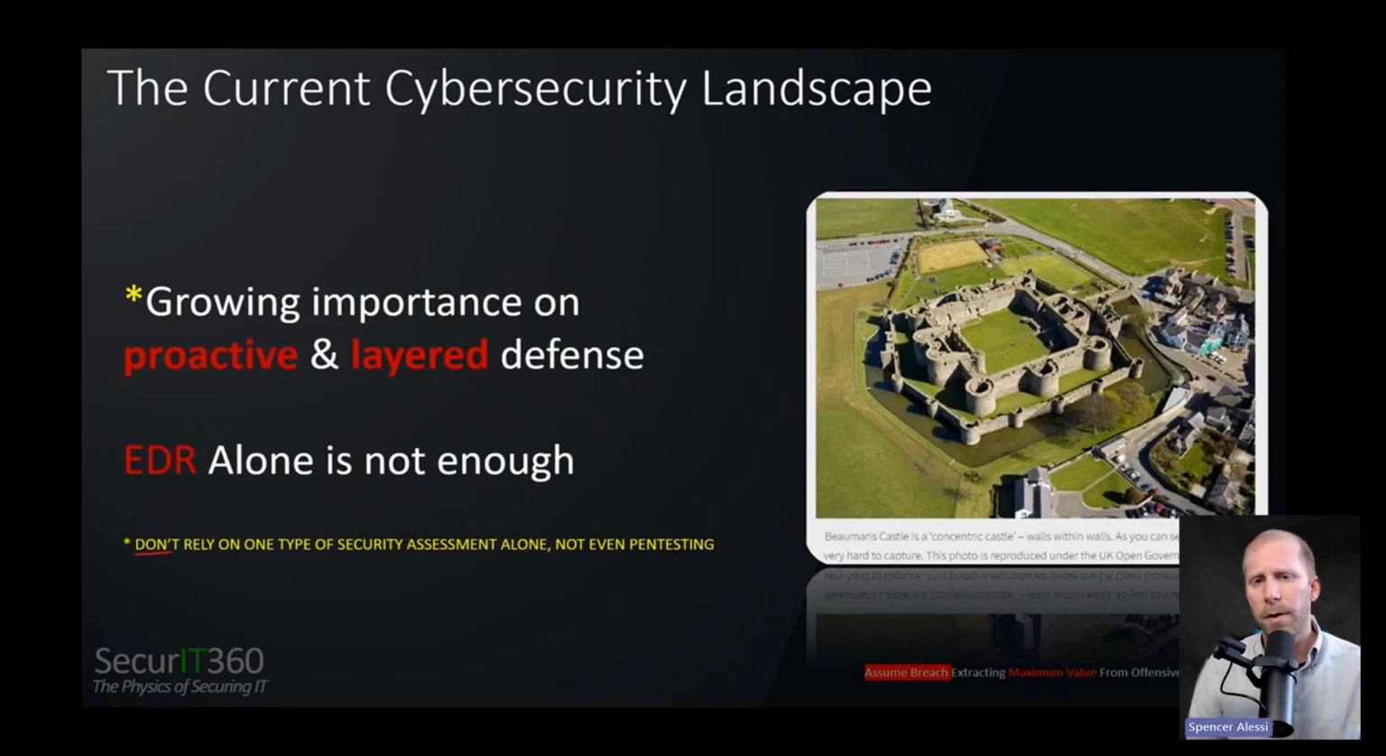There's also a growing importance on proactive layer defense. And what I mean by that is having multiple controls, multiple layers in succession in order to prevent or mitigate an attack, right? Just like a castle, I think, is a great illustration of that. And it just points to the silver bullet solutions are not sufficient, right?